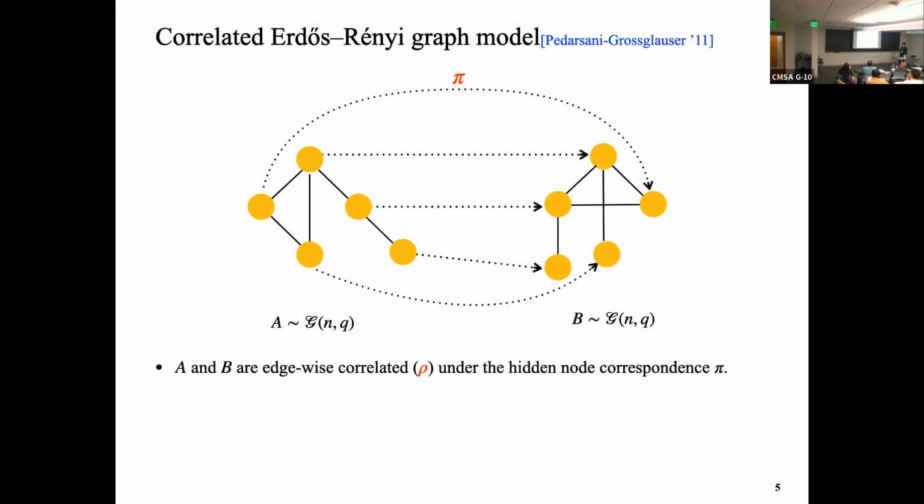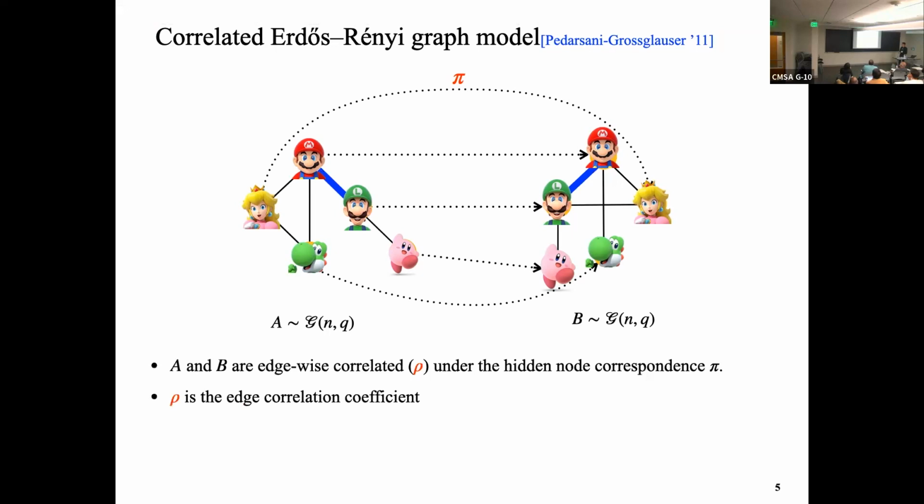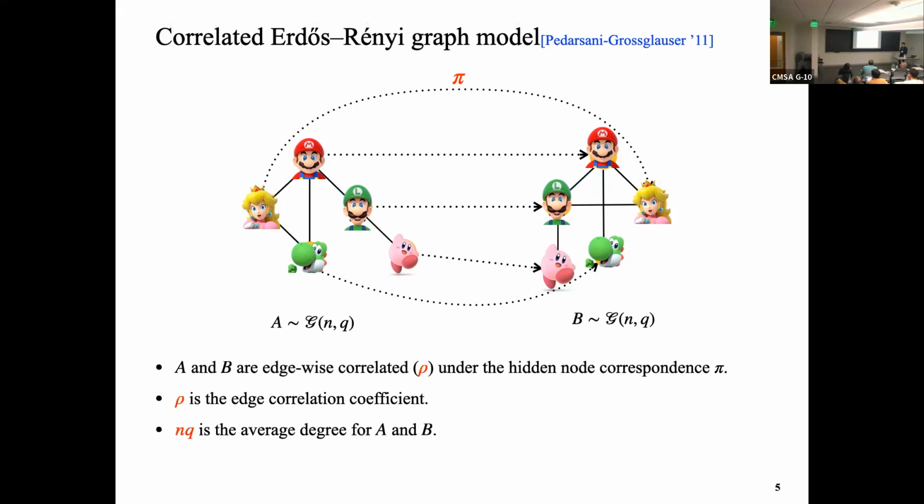So that's the visualization of the correspondence, more visualization. And then rho, so there are two key parameters. One is the amount of correlation, rho. If rho is equal to one, it's the same problem called the random graph isomorphism, but we'll be interested in rho that is not equal to one. And then the second important parameter is the sparsity. N times Q is the average degree.